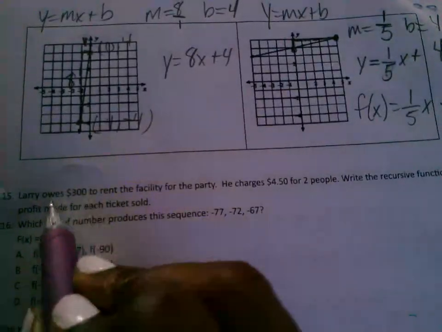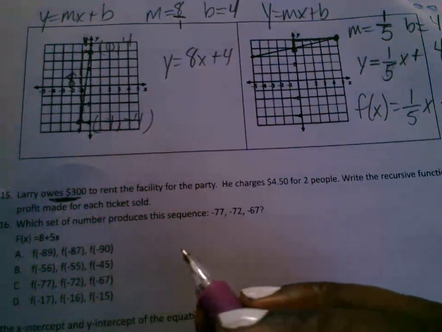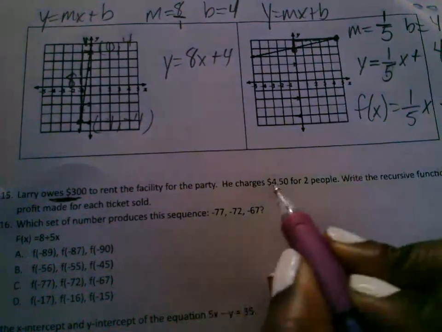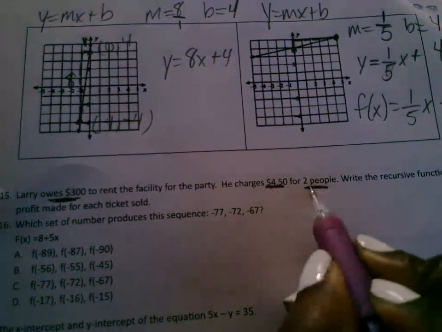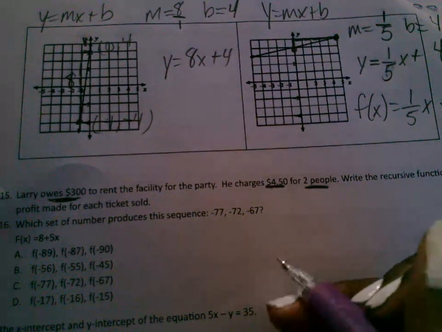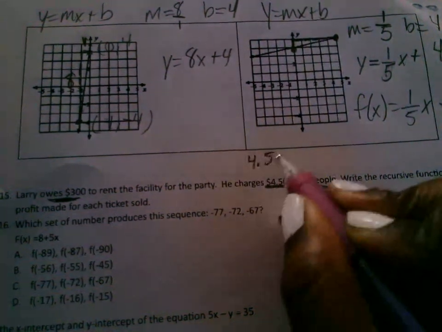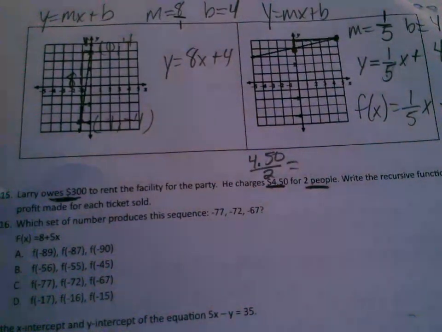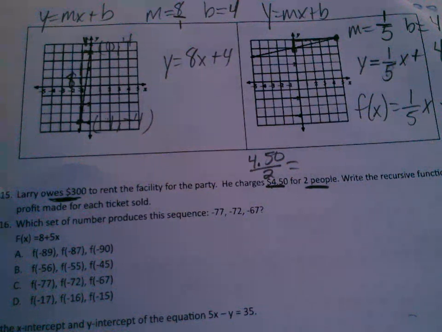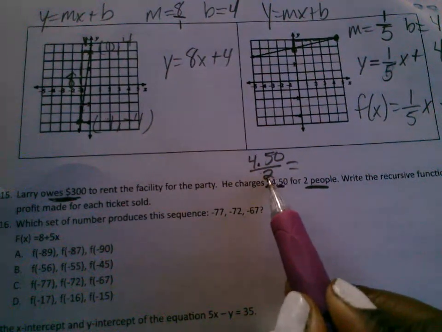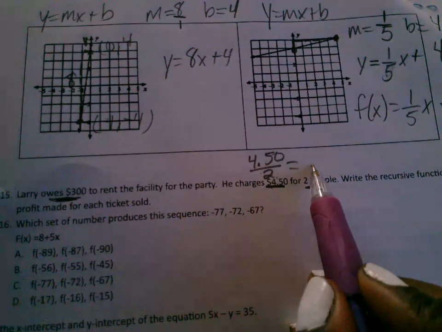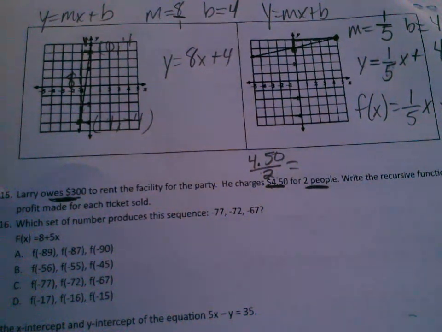All right, so let's look at 15. It says Larry owes, that's important, owes $300 to rent the facility for the party. He charges $4.50 for 2 people. How much then is it for one person? It's $4.50 for 2 people. How much is it for one person? Okay, 2.25. Very good.